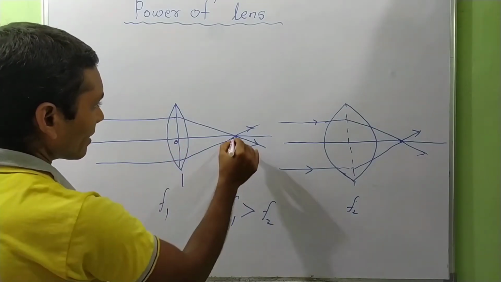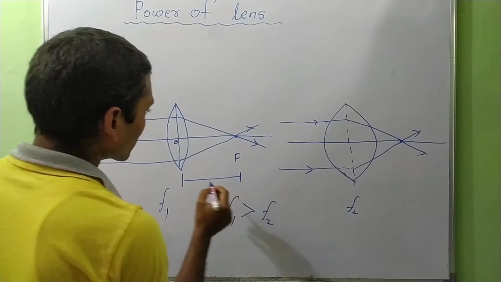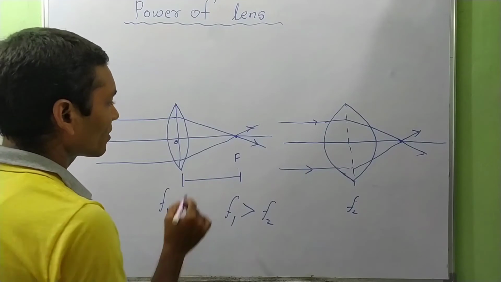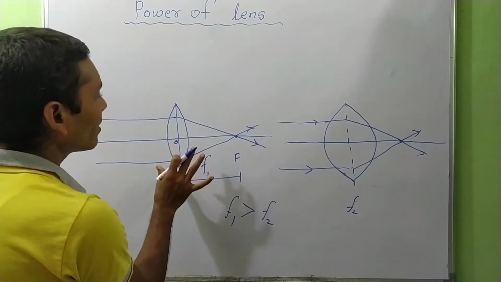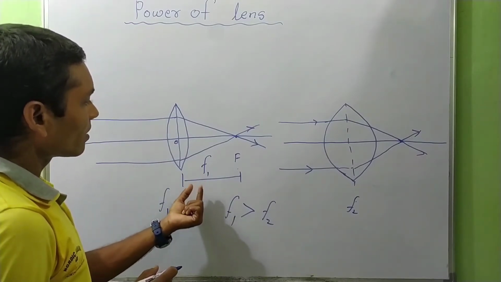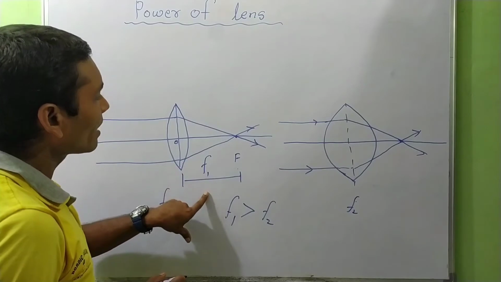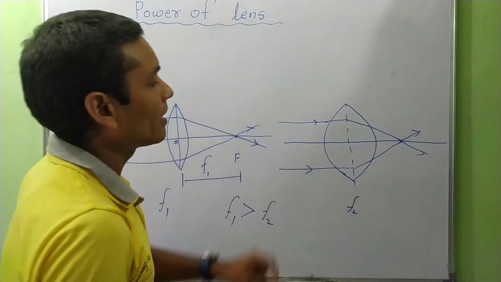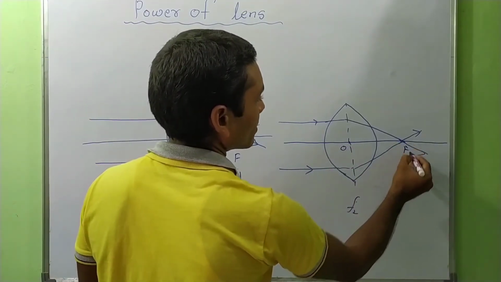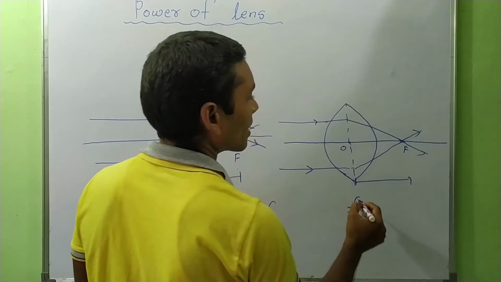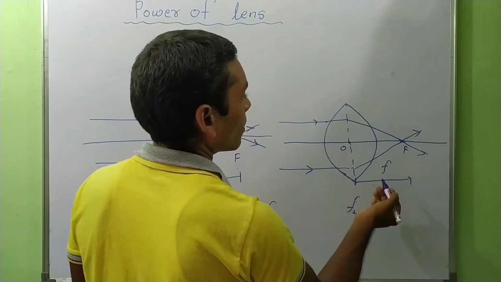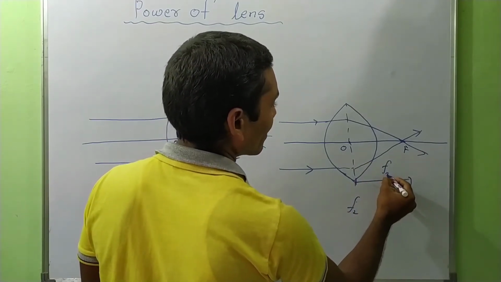you know, this is optical center and this is principal focus. So the distance between optical center and principal focus is called the focal length. So this will be the focal length f1 for thin lens. In this lecture, we are taking f1 as the focal length for thin lens, and let this be the optical center for thick lens and this is the principal focus F. So this distance between optical center and principal focus will be the focal length of thick lens, and let this be f2.